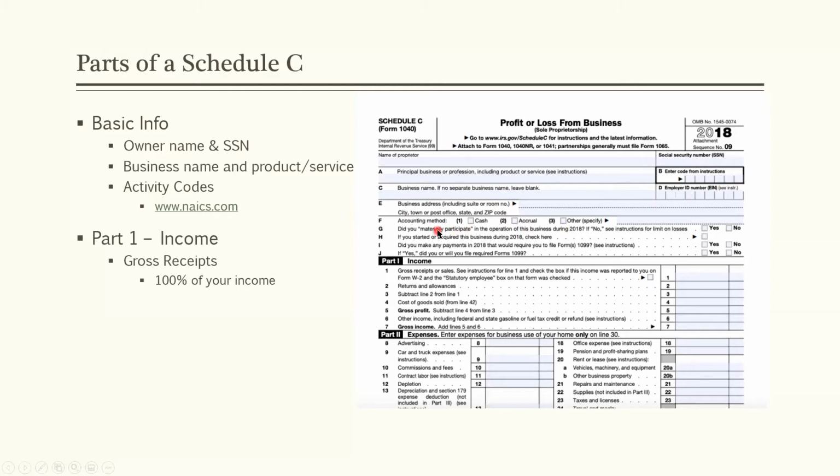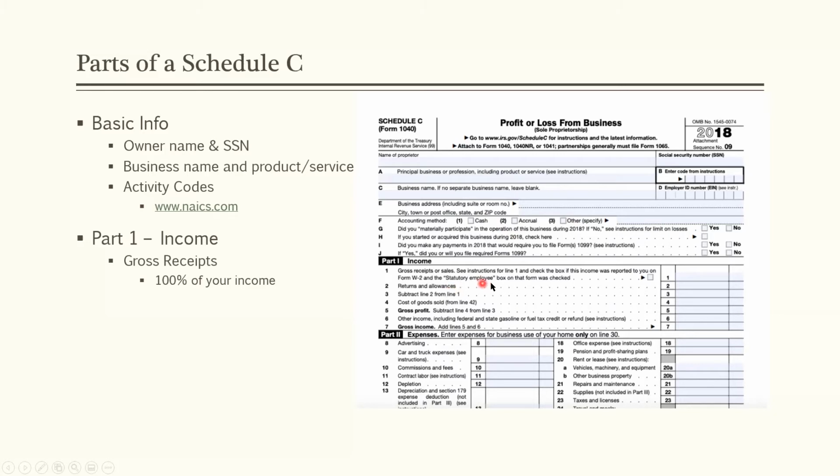Then just a few questions. Are you using the cash method or accrual method? Most small businesses are using cash. Did you materially participate? Yes. Did you start this business in 2018? This changes every year to whatever year it is. And did you file any 1099 forms? Yes or no. So that's all very simple, this part one.